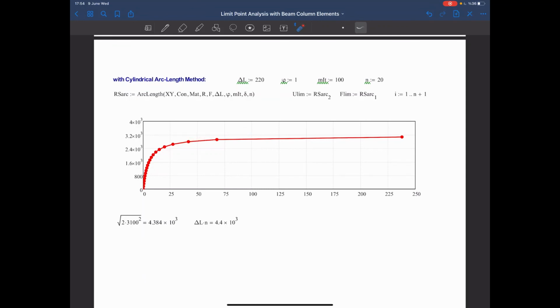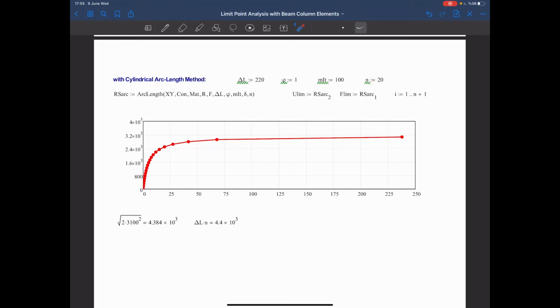So I'm using an arc length method, a cylindrical arc length method again. And as you see, as the P reaches 3100, the structure fails. Remember, here I'm using 4400 as my final arc length. I define the arc length as 220, and I use 20 increments.